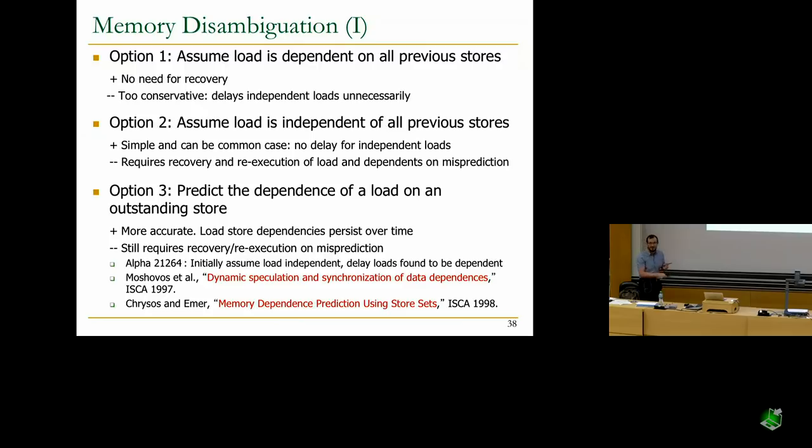For example, the Alpha 21264, if you read that work, it says, we initially assume the load is independent. We have no information about this load. The load comes into the machine. It computes its address. There are some unknown address stores before that.